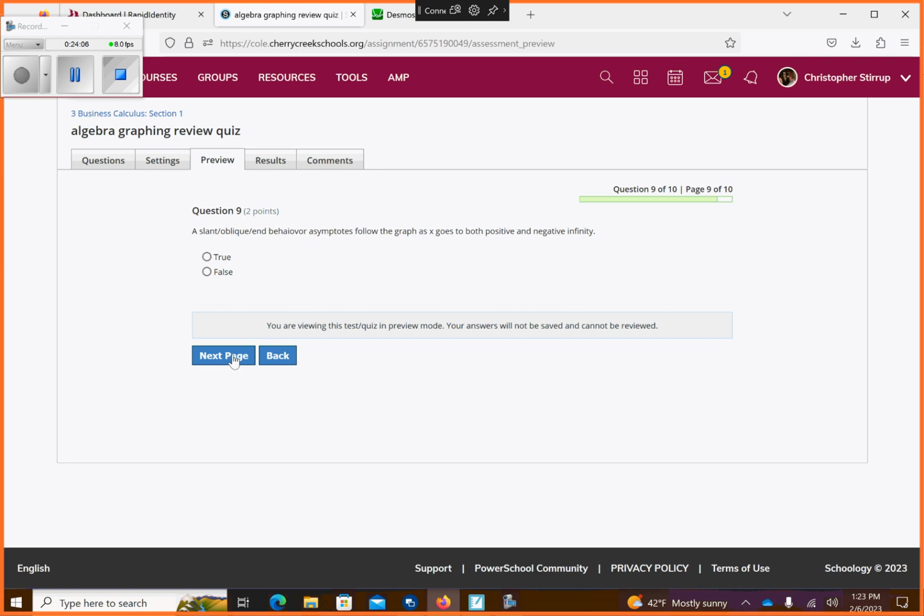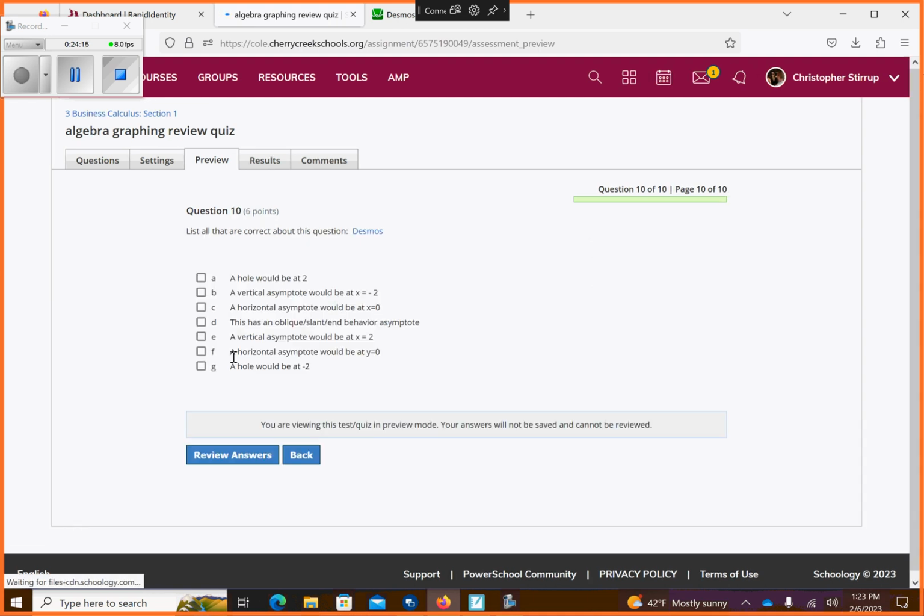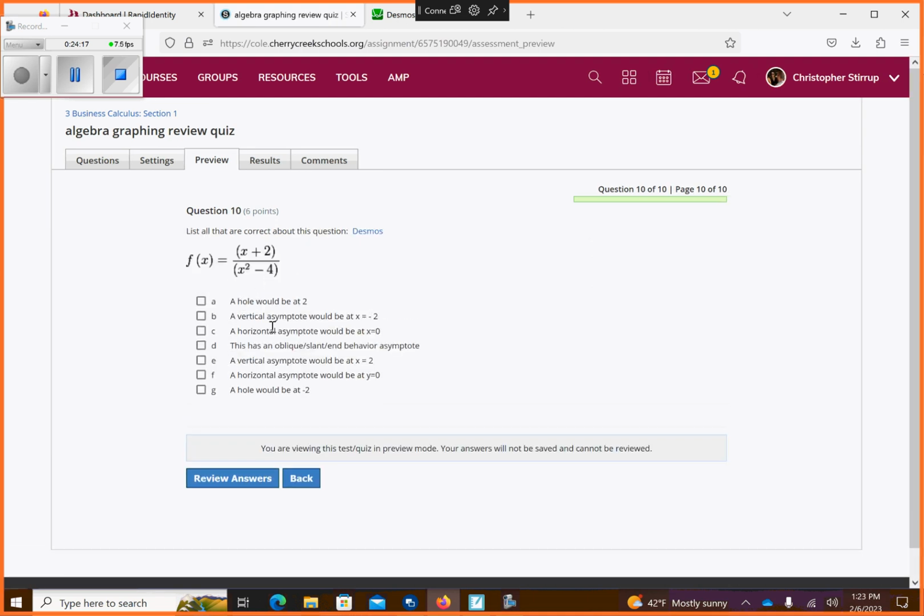Slant, oblique, and horizontal asymptotes. Follow the graph to both positive and negative infinity. I bet you could Google that. Lists all that are true about this one. Looks like you have holes, you have vertical asymptotes, horizontal asymptotes, all that kind of stuff.